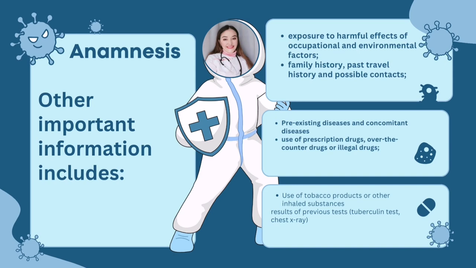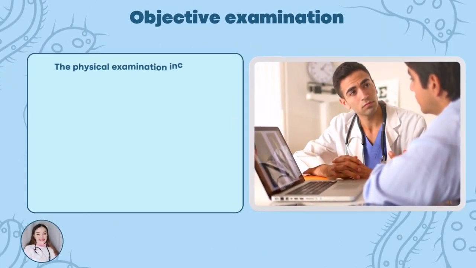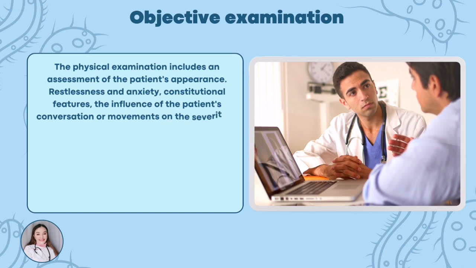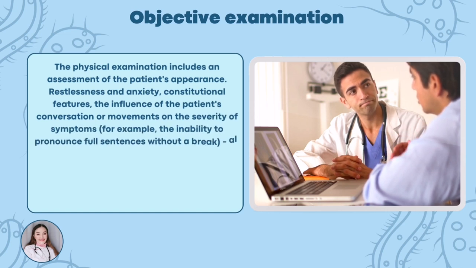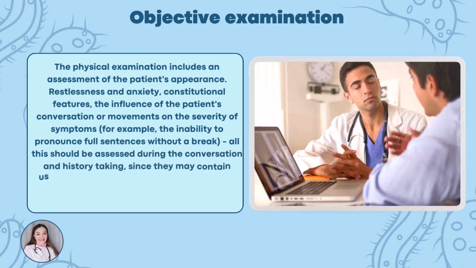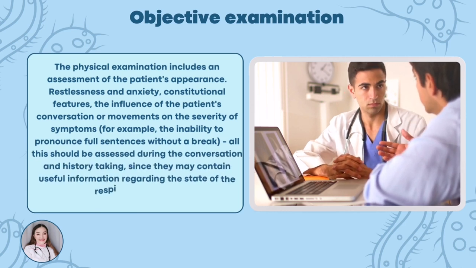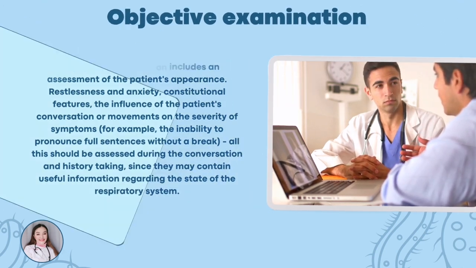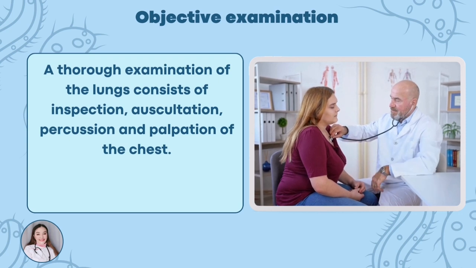Objective examination: the physical examination includes an assessment of the patient's appearance, restlessness and constitutional features, and the influence of the patient's conversation or movements on the severity of symptoms, for example, the inability to pronounce a full sentence without a breath. All this should be assessed during the conversation and history taking. Signs that may contain useful information regarding the state of respiratory disease.